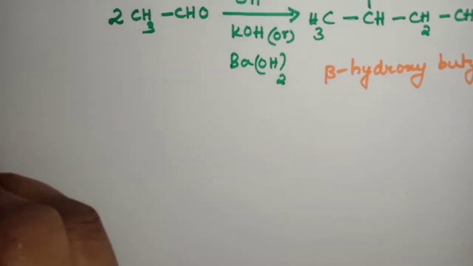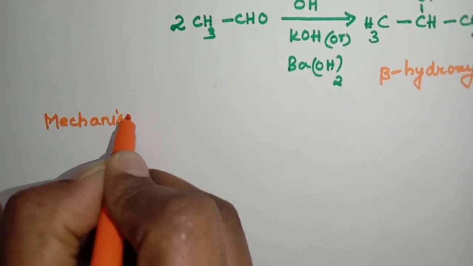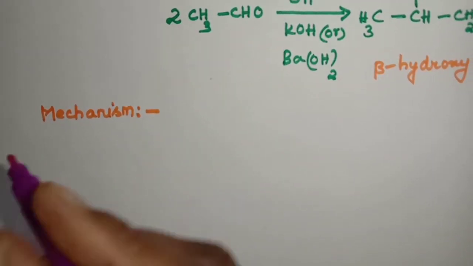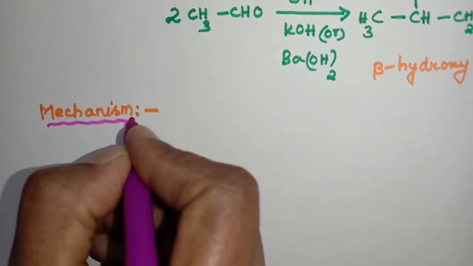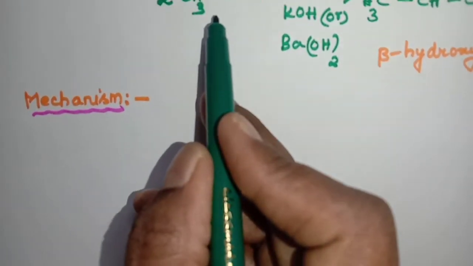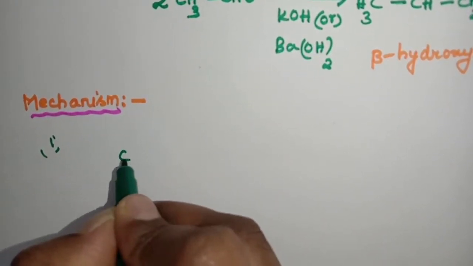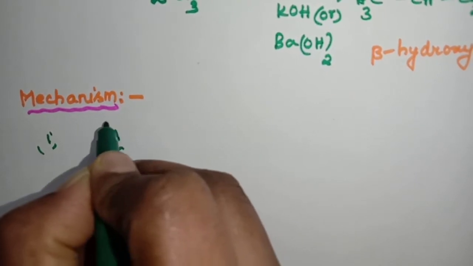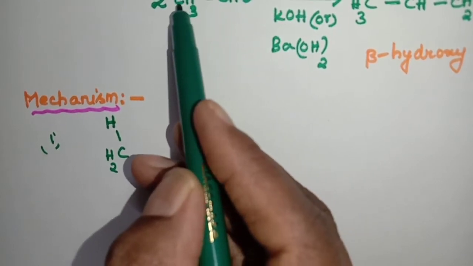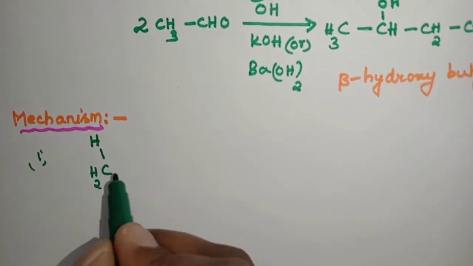Now let us see the mechanism of this reaction. Carefully follow the mechanism so that it will be easy for you when doing other examples. Under mechanism, the first step: how many molecules are involved? Two molecules. In the first step, one molecule of acetaldehyde. Write the alpha hydrogen separately. What is alpha hydrogen? The hydrogen present on the carbon adjacent to the carbonyl group. So I am writing the hydrogen separately.